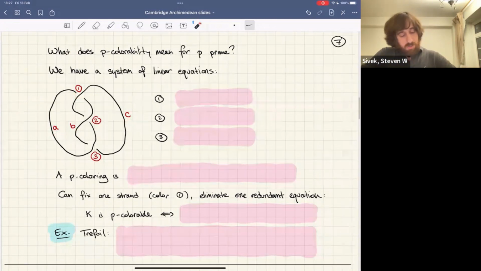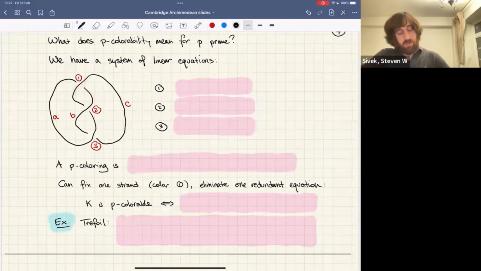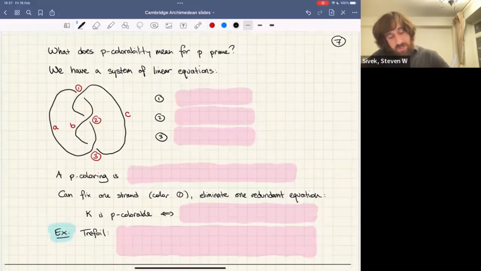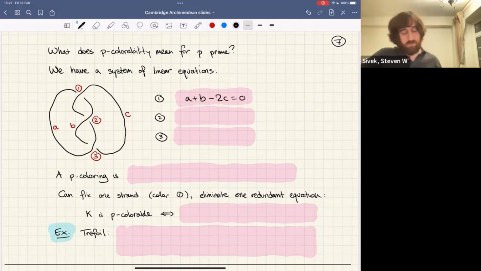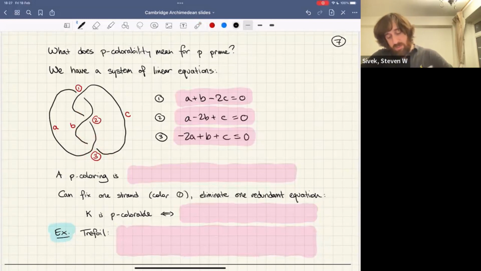So at crossing 1, we have A plus B is congruent to 2C mod P. So I'm going to write that as A plus B minus 2C is equal to 0. At the second crossing, we've got C plus A is 2B. So A minus 2B plus C equals 0. And at the third one, now we've got B plus C equals 2A. So minus 2A plus B plus C equals 0.